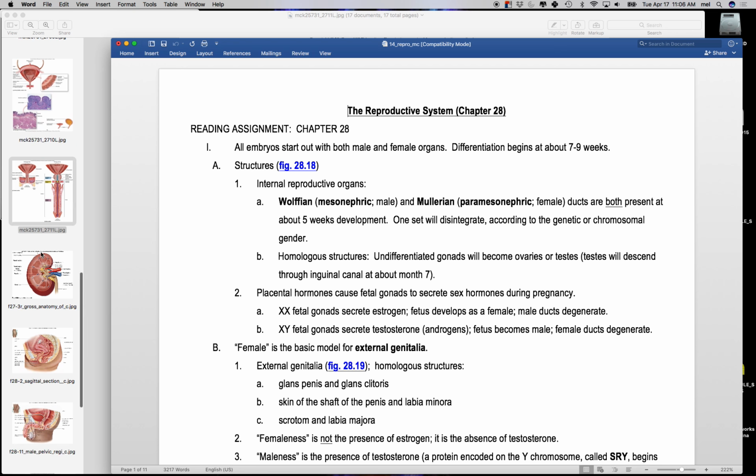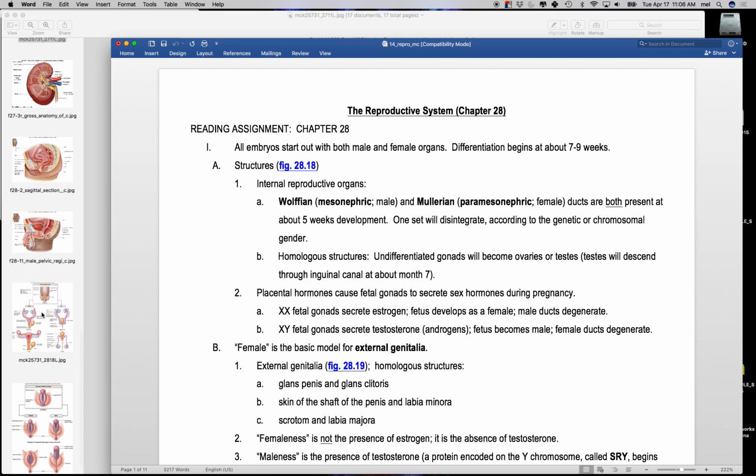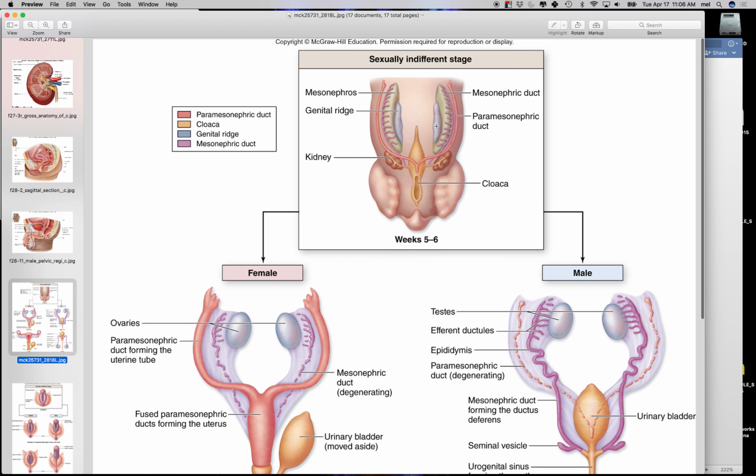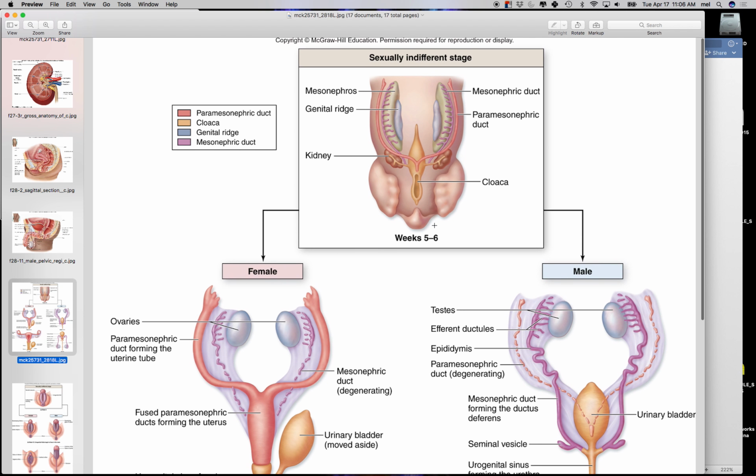So first thing I need to tell you guys is that you started out with duct work, tubes, for both sexes, okay? So I want to talk about this. This is about weeks 5, 6 post-implantation, so like 6, 7 weeks after you had sex. A woman might not even know she's pregnant at this point, and we're talking about teeny little things, but still, the duct work is getting put in place, okay?